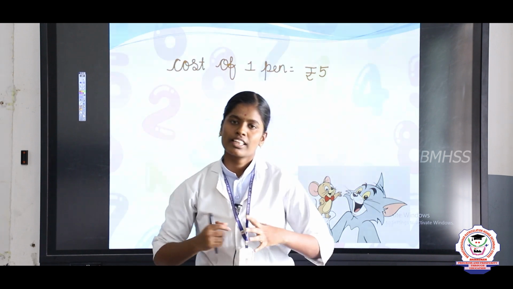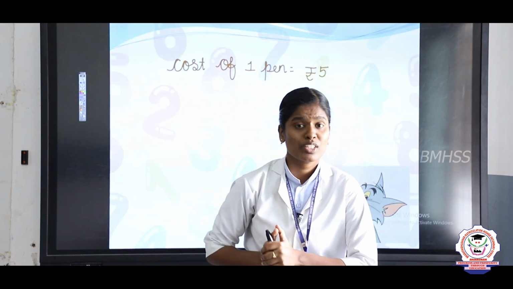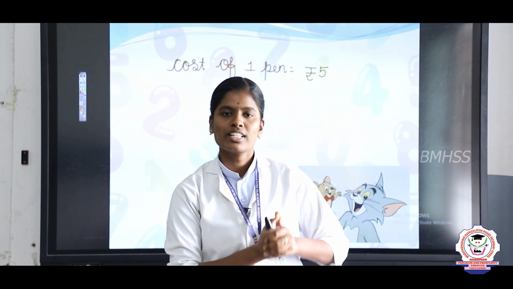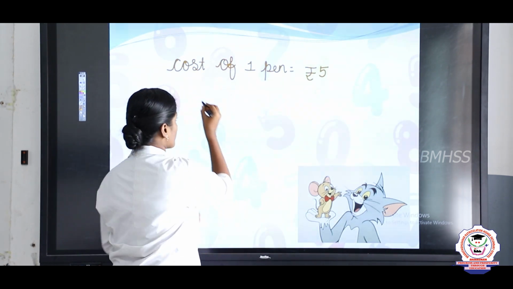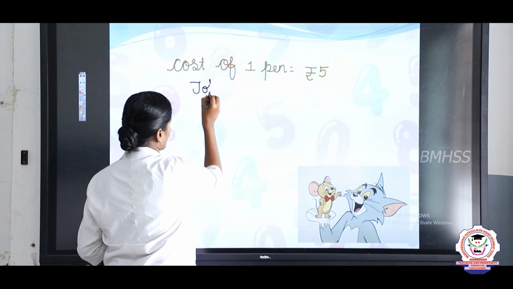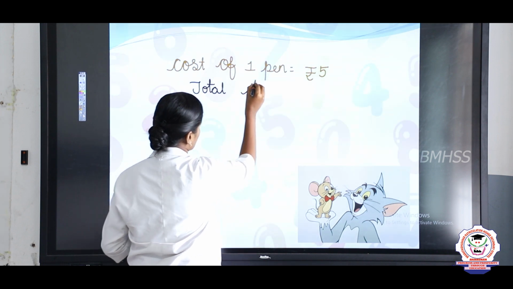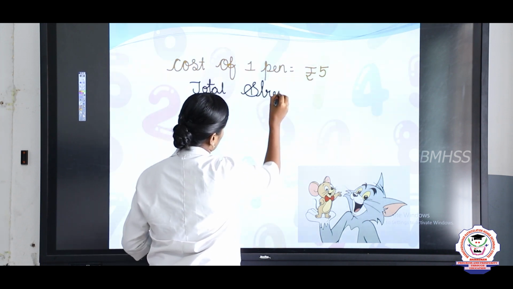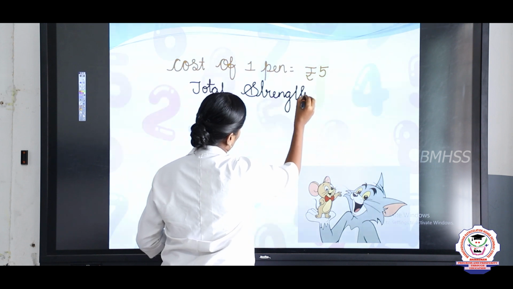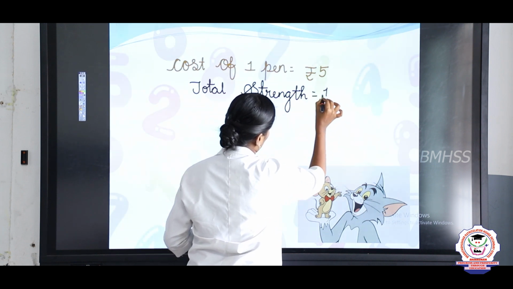The total strength of the classroom is 18. What is the total strength of the classroom? The total strength of the classroom is 18. So, write total strength equal to 18.